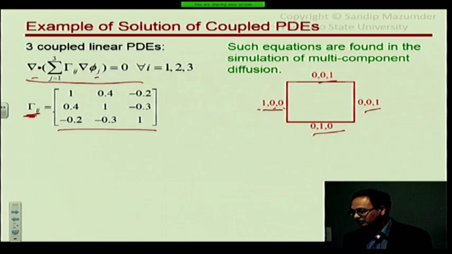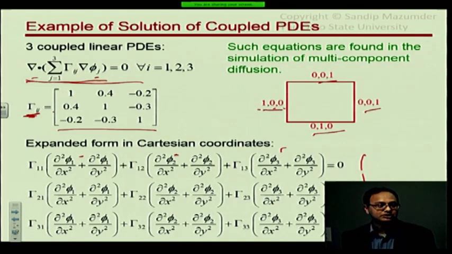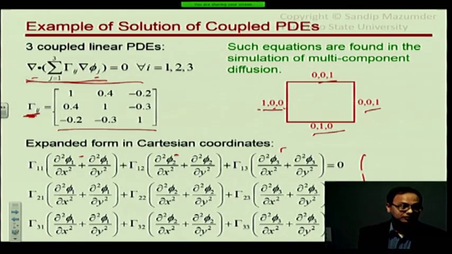If you write this equation out in expanded form, this is what you get. So you can see they're coupled. There's phi 1 here, phi 2 here, phi 3 here. Each equation has all 3 unknowns. Still linear.